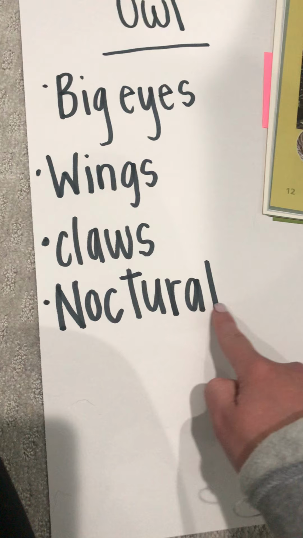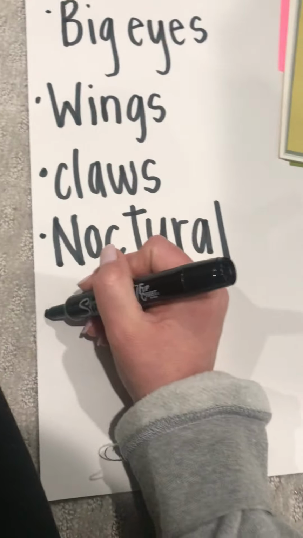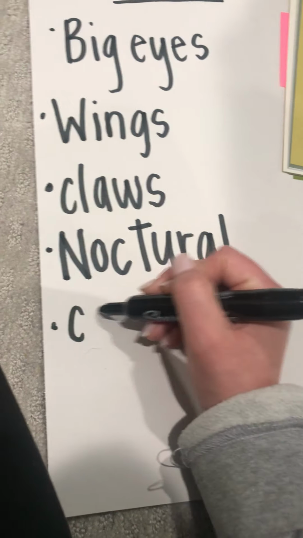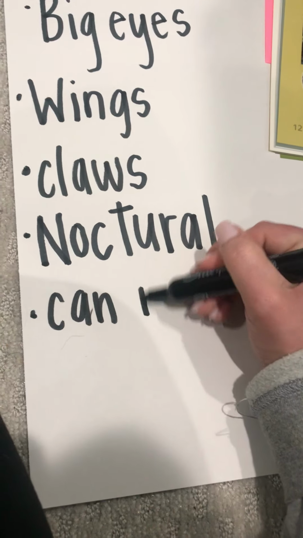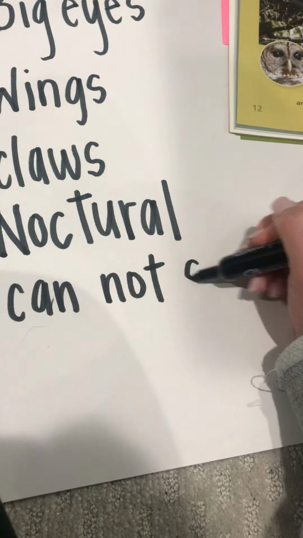Okay, so we said that the characteristics of an owl, right? The characteristics that we see here is that they have big eyes, right? They have wings, claws, and they're nocturnal, right? Remember, nocturnal, they can see at night. Oh, and they're colorblind. They cannot see color.